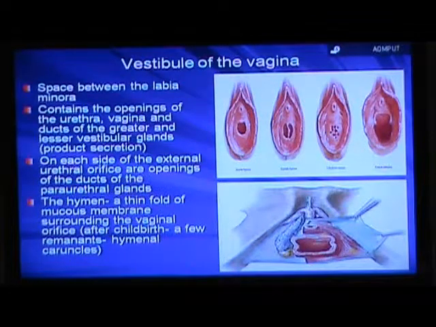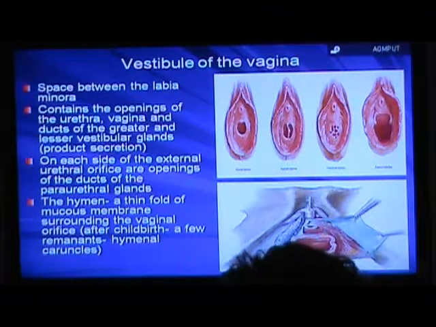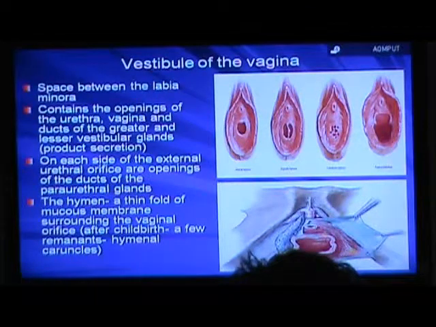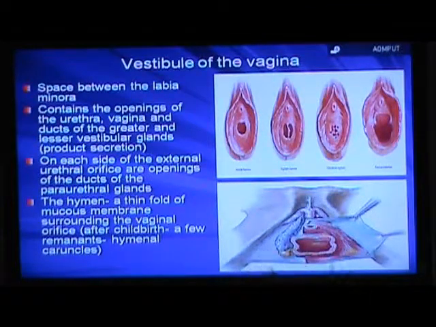The thin fold of the mucous membrane surrounds the vaginal orifice, and after childbirth we can find a few remnants, the hymenal caruncles. Remember this term, the hymenal caruncles; gynecologists use it.